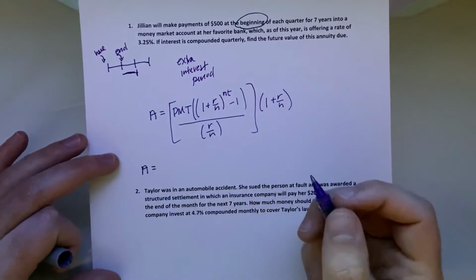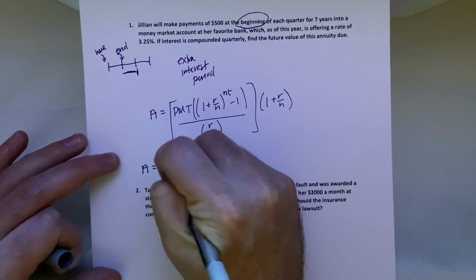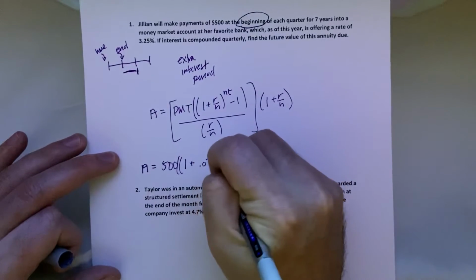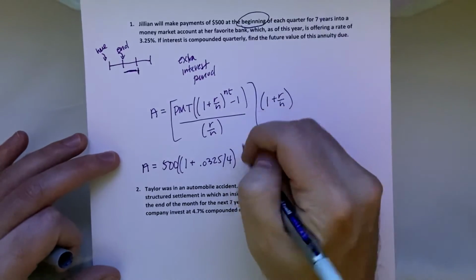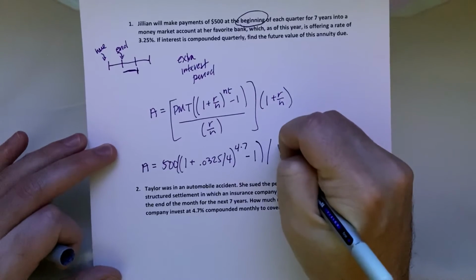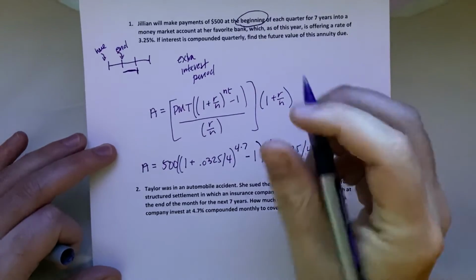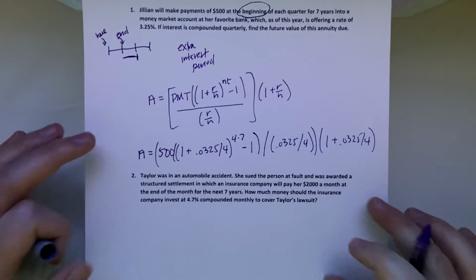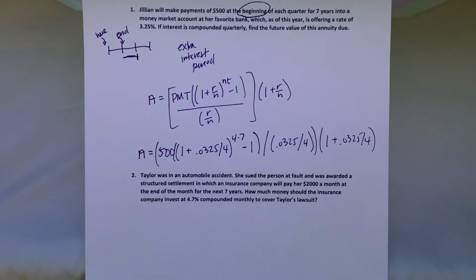So in this case, she's making a $500 payment: 500 times (1 plus our rate, 0.0325 over 4, it's quarterly) to the 4 times 7, minus 1, divided by 0.0325 over 4, and this whole thing is multiplied by 1 plus 0.0325 over 4. You can put this 1 plus 0.0325 over 4 at the front. This is what I usually would do when I put the equation in, but this is generally how I think of it: it's a normal annuity plus 1 extra pay period of interest. So it doesn't actually make a huge difference, but of course you know that the homework will punish you for being slightly off.